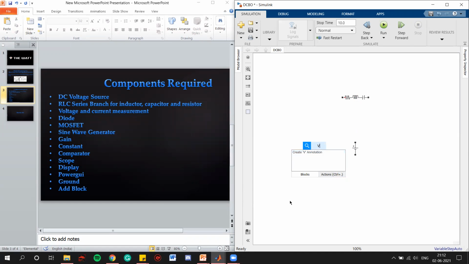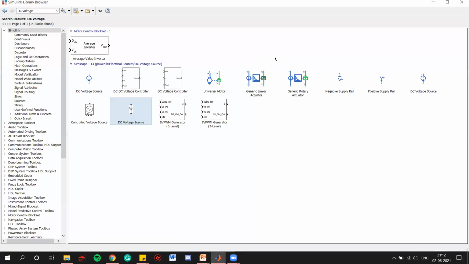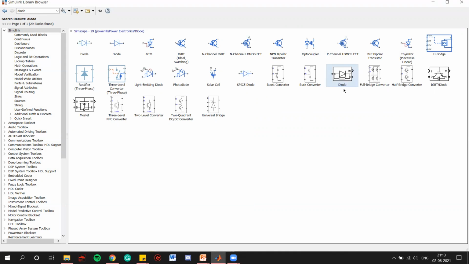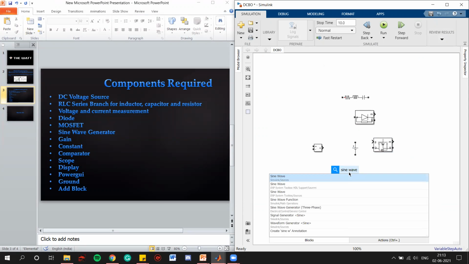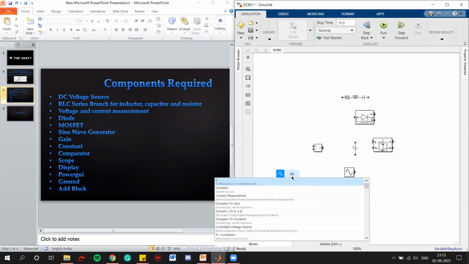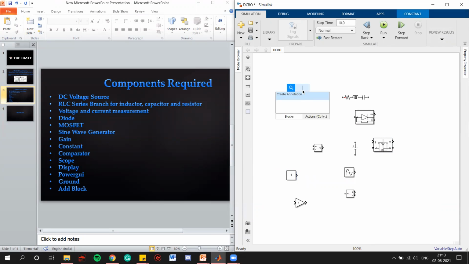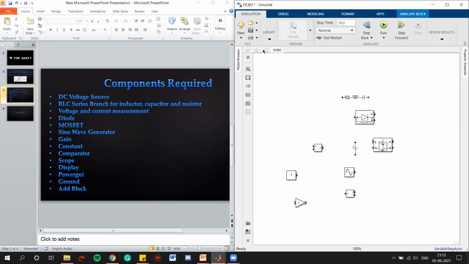Then we will go for voltage measurement, current measurements. We will go for diode. We also have diodes in multiple designs, so we will use this particular diode. This is a power diode. Then we will use a MOSFET. Then we will use a sine wave generator. Then we have gain. Then we have constant. We have a comparator. Now this comparator we need to take. There are different types of comparator. Let me show you.